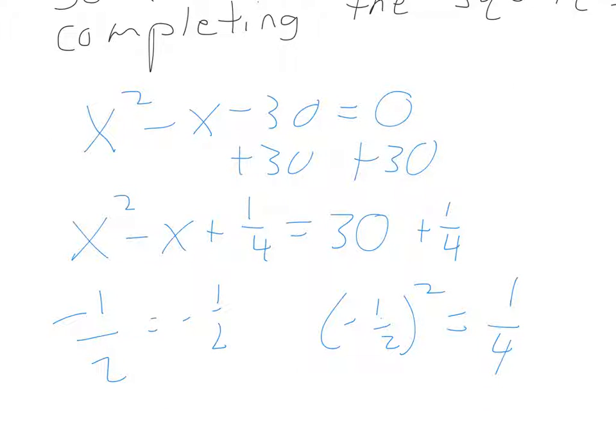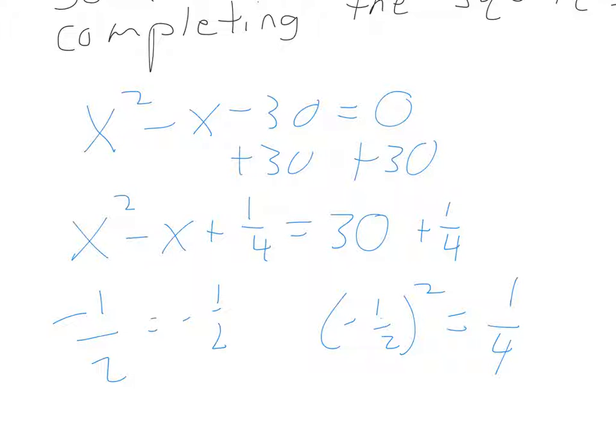Since there's just a negative sign in front of x, that's like having a negative 1. So you take that negative 1 and divide it by 2, and you get negative 1/2. You need to square the negative 1/2, and then you get positive 1/4, because a negative times a negative gives you a positive. 1 squared is 1, and the 2 squared on the bottom would give you 4, so that's how we get the positive 1/4.